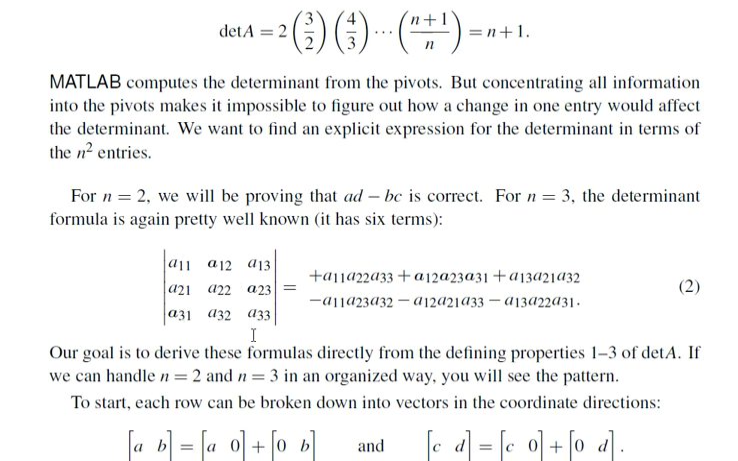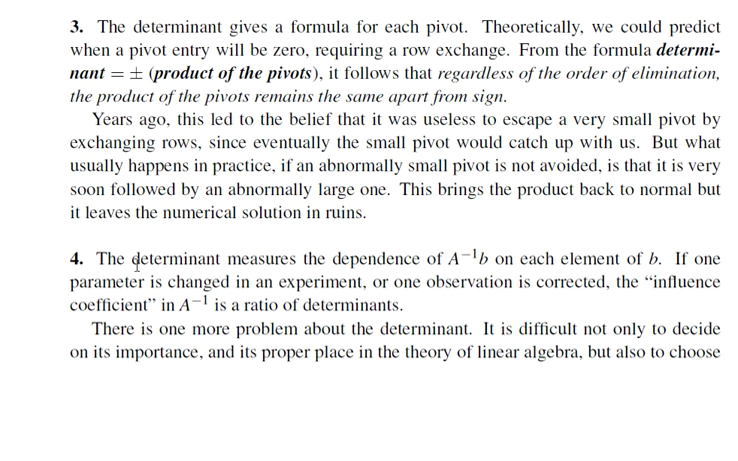Even after doing the operation, there is no change in the product of the determinant; that is the statement of that property. Then the next one: the determinant measures the dependence of A inverse B on each element of B. If one parameter is changed in an experiment, or any observation is corrected, the influence coefficient in A inverse is the ratio of determinants. So this happens if any of the values is changed. So it would be the influence coefficient.